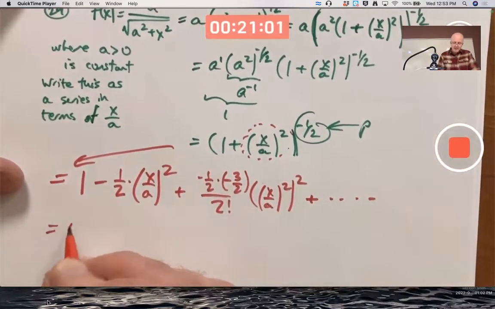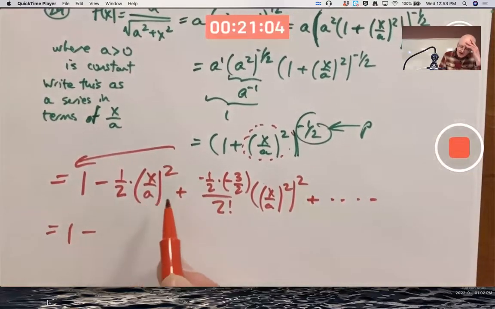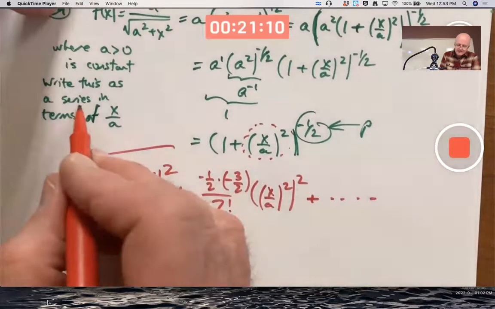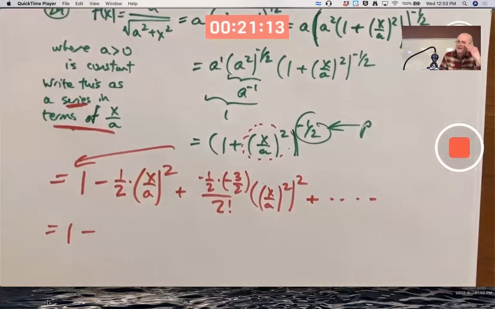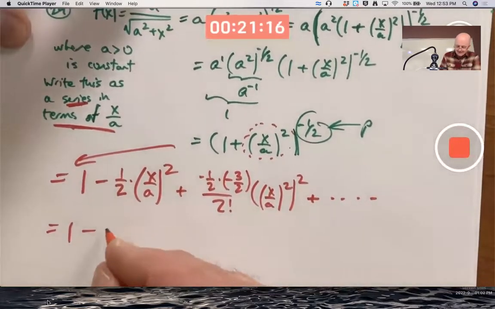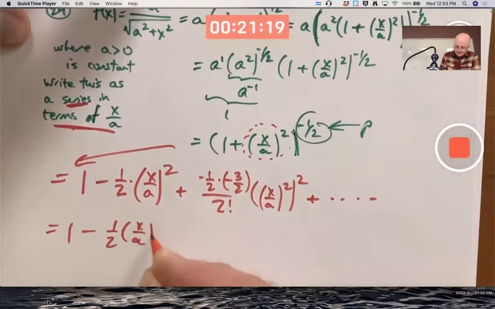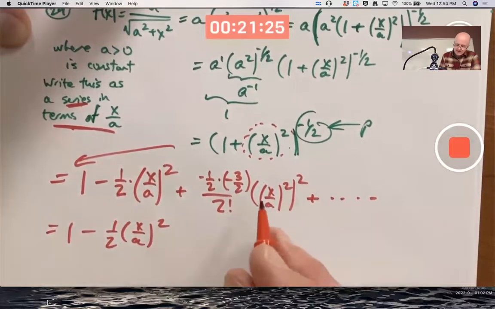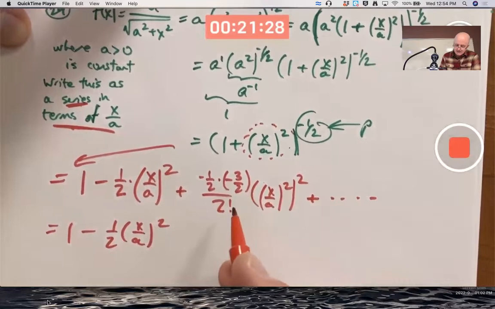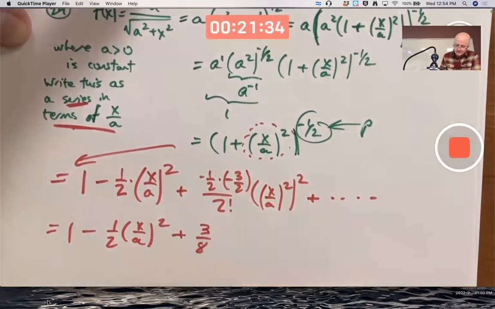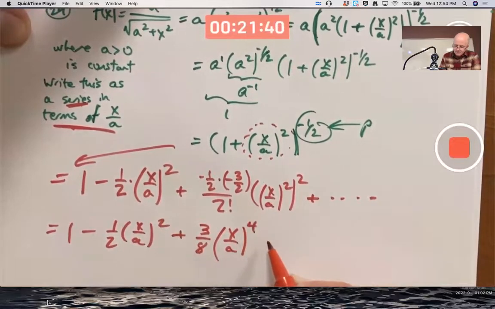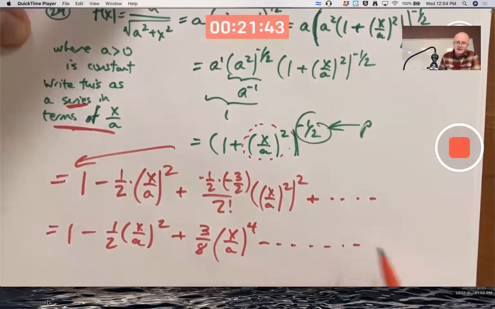And now simplify, and I could certainly square this fraction to get x squared over a squared. But because we want the series in terms of x over a, I'm actually going to leave this first term as is. I'm not going to simplify it at all because of how the problem is phrased. With the next term, simplify this. Two negatives make a positive. You get positive, looks like 3/8 ultimately. Here you have to multiply those exponents, x over a to the fourth power. And probably the next one is a minus sign, so I'll put a minus sign there next.